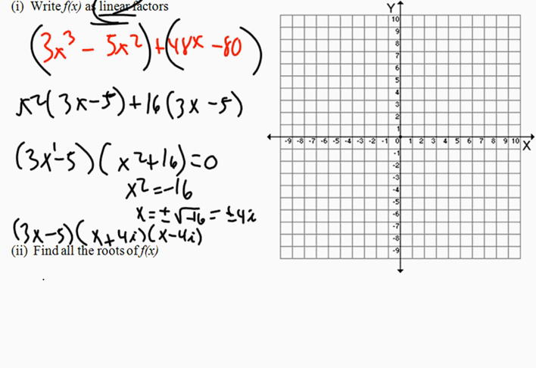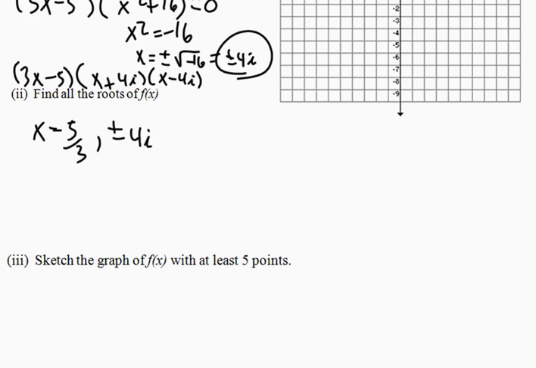So if I set that equals 0, x equals 5/3. And then we have this right here, right? Plus or minus 4i. And that is all right there. You get your 5 points for just showing that. Okay. And lastly, I want you to graph now with at least 5 points.